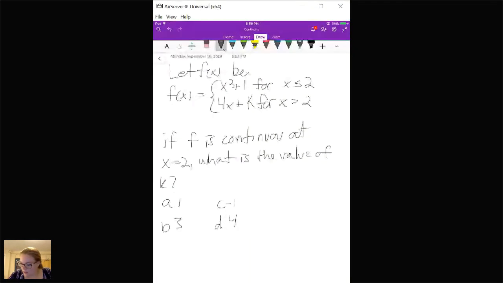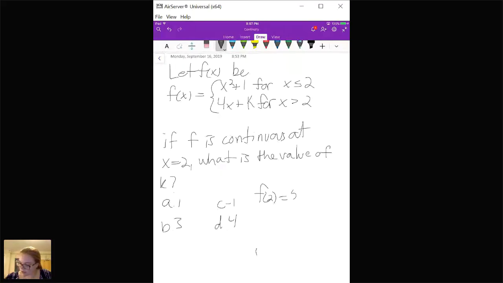Okay, so this says continuous. So again, going back to continuous and what we've been talking about this whole time, what do we have to check to make sure is true? What's our first thing we have to make sure? If it exists. Yes, if f of 2 exists. Okay, what is f of 2? Did you guys find that? F of 2 is 5.